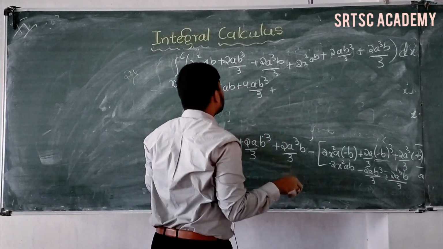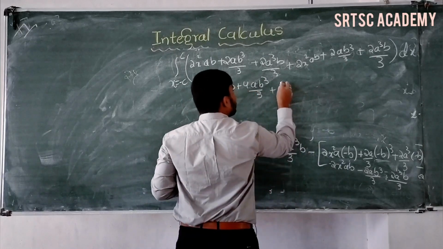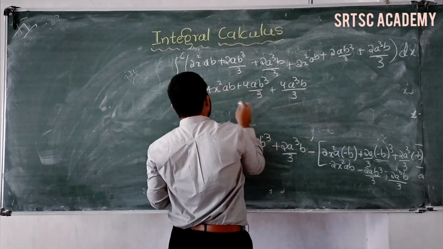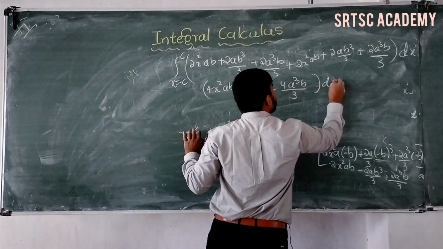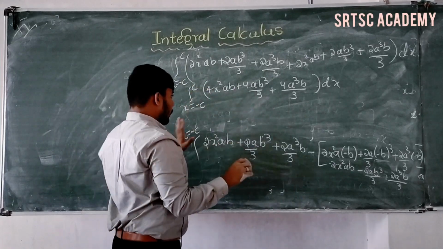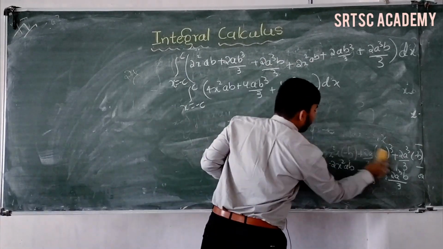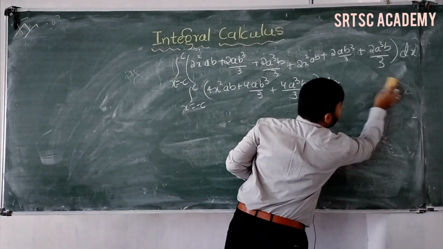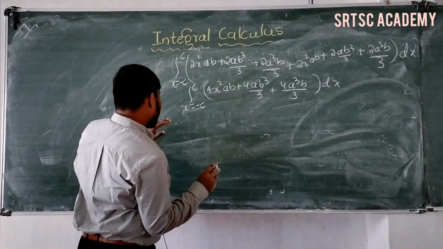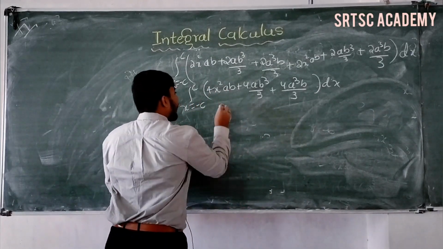After that, what we have? 2a³b/3 and 2a³b/3, so that is 4a³b/3. Integrate it with respect to x. x varies from minus c to c. Okay. So after that we have to integrate this with respect to x.